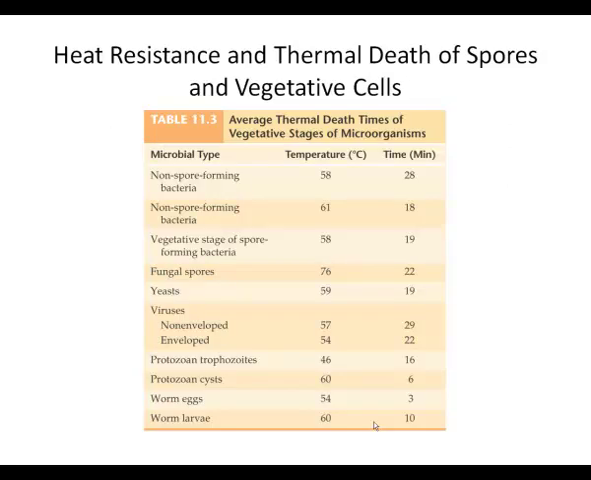Here is a table that basically gives you thermal death times of vegetative organisms. Again, endospores, you're going to have to use more than just heat to destroy them.